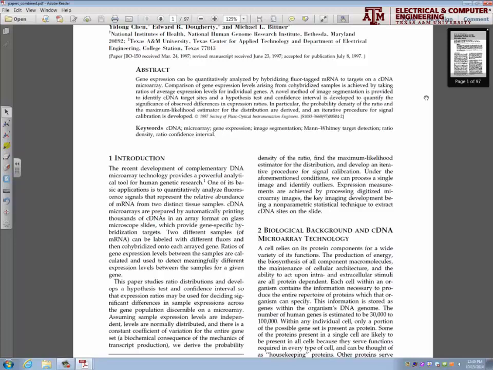So again, these terms should not be new. cDNA is complementary DNA, microarray, gene expression, image segmentation we'll talk about, Mann-Whitney target detection, that's the rank sum test. A ratio density, ratio confidence interval. So this is just a brief introduction talking about the Human Genome Project and so on. Then there's biological background in cDNA microarray technology. And you should have no problem whatsoever reading through this, because we've covered all this material in the class.